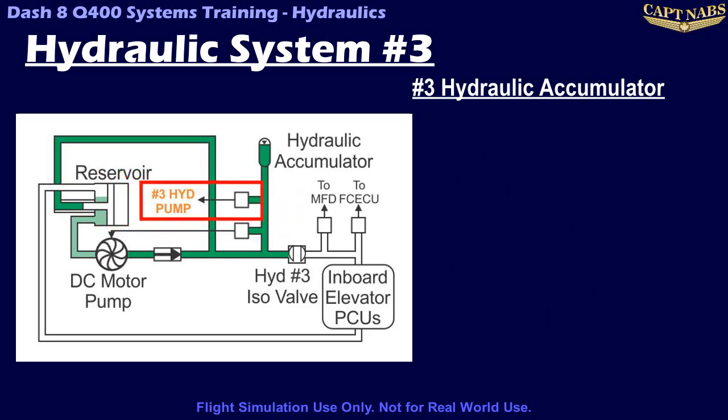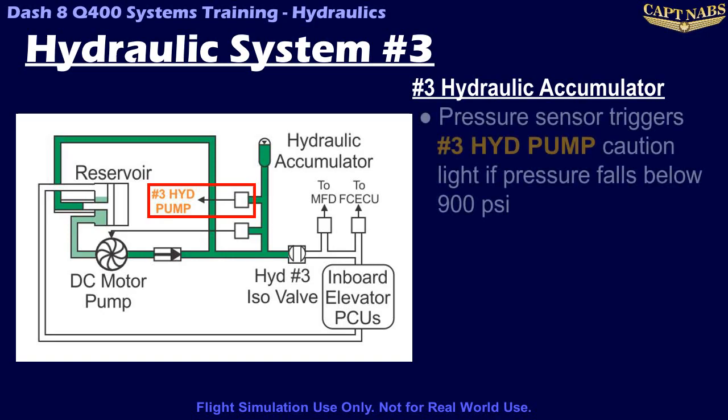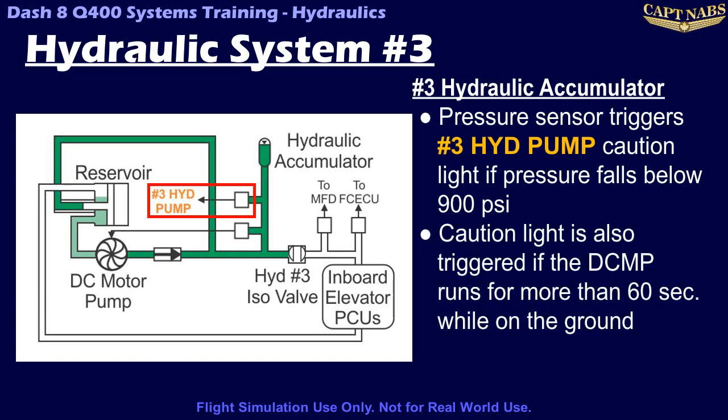A second sensor in the accumulator triggers when the pressure in the number 3 system falls below 900 psi, and this triggers the number 3 Hyd Pump caution light. This light can also be triggered if the DCMP runs for more than 60 seconds consecutively while on the ground. Either of these scenarios indicates a potential problem with the DCMP or the number 3 hydraulic system.